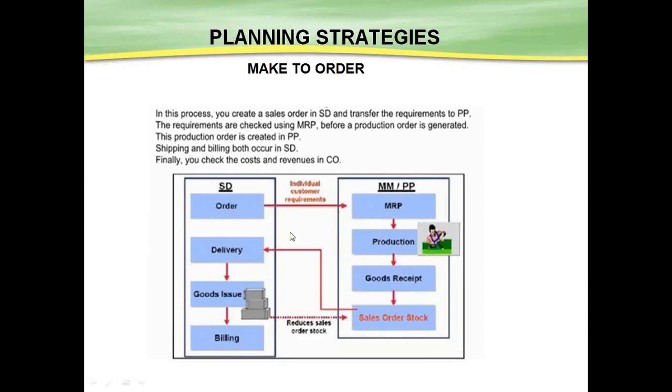See here in the SD part, on the left side window, order received. After receiving the order, MRP, the material requirement planning, will be done: what quantity and on what date I want the material. After that production will start, and goods receipt will be taken at your storage location.